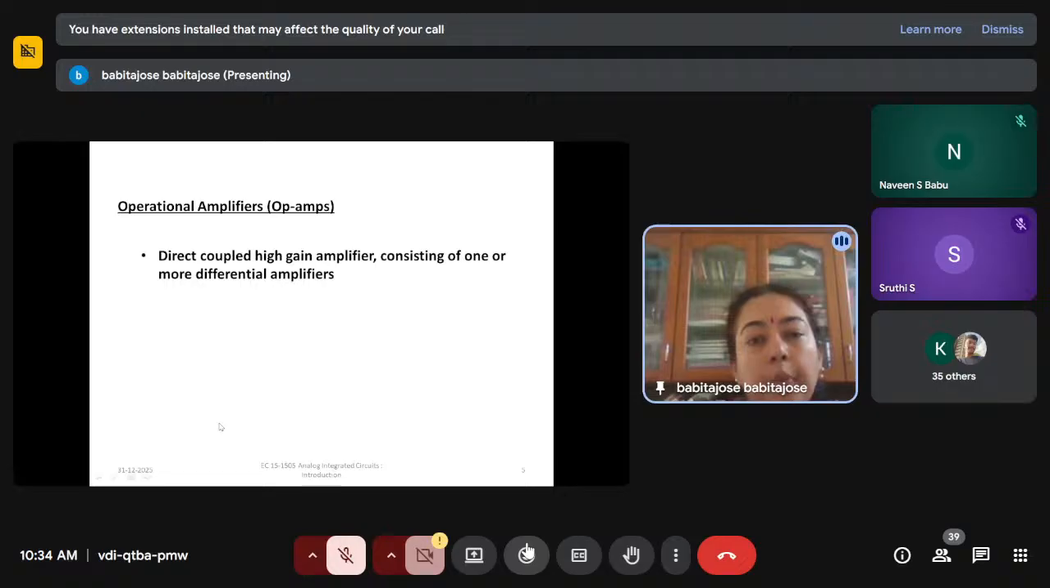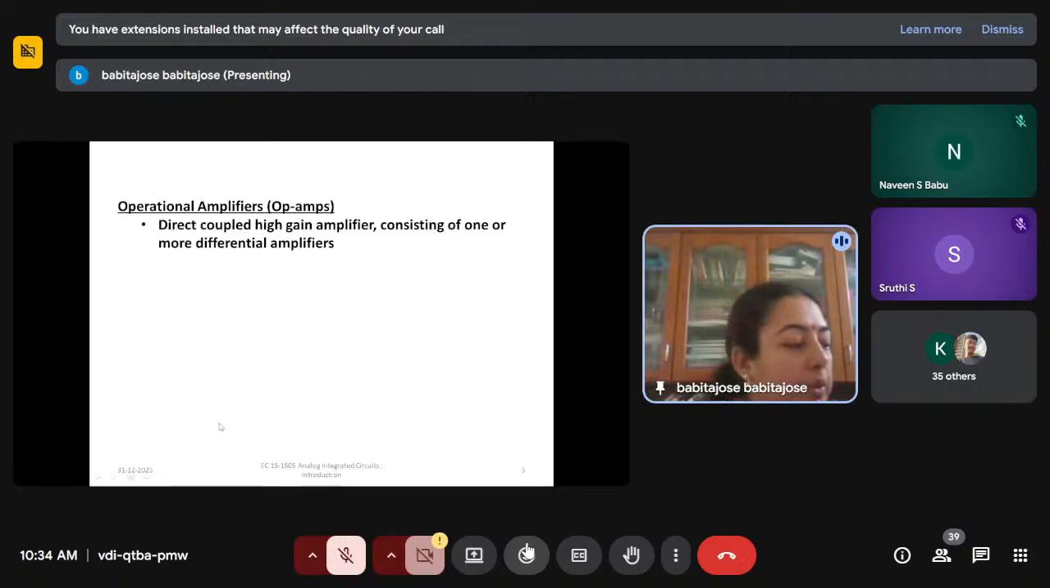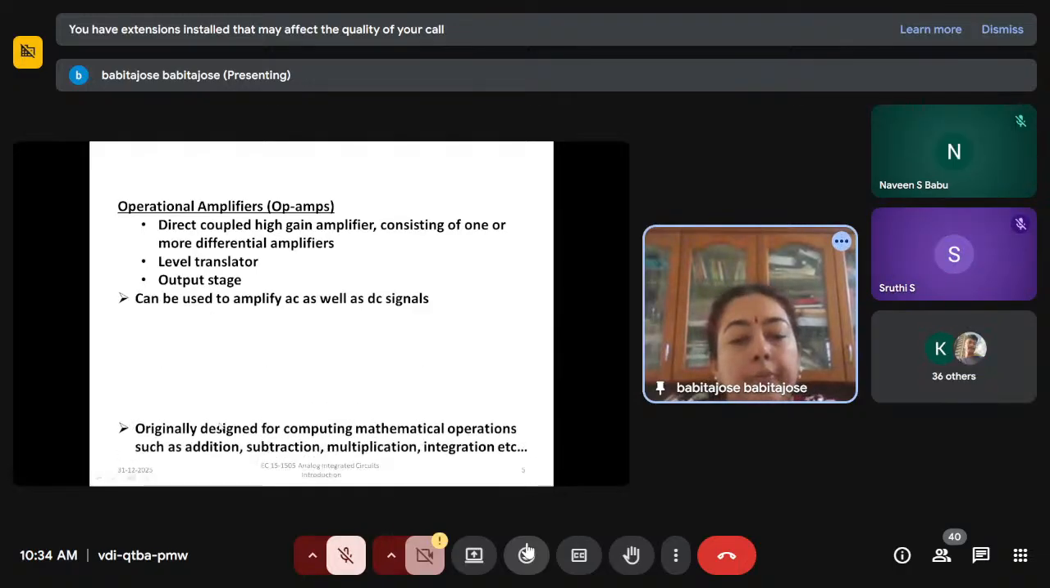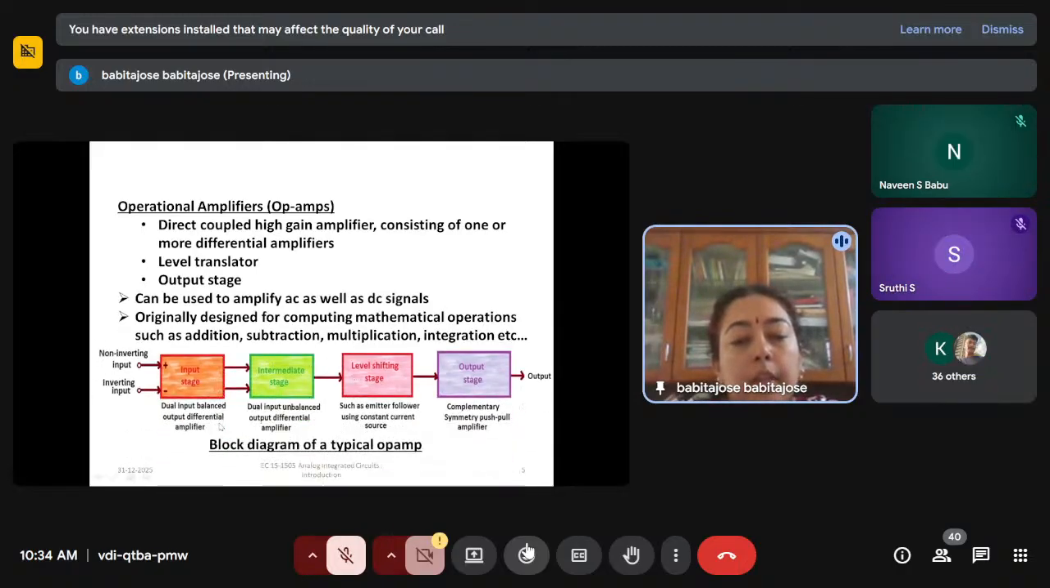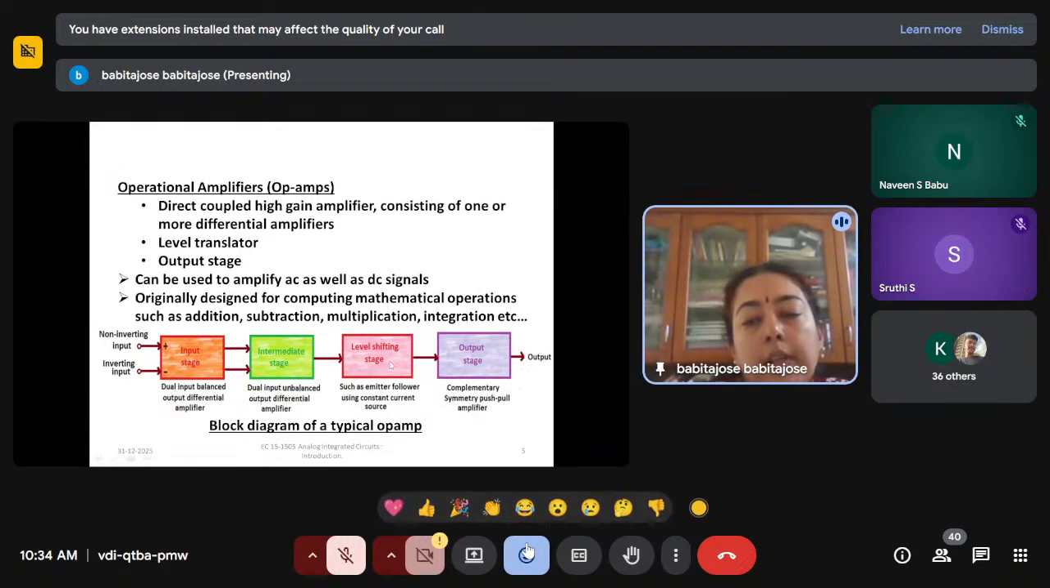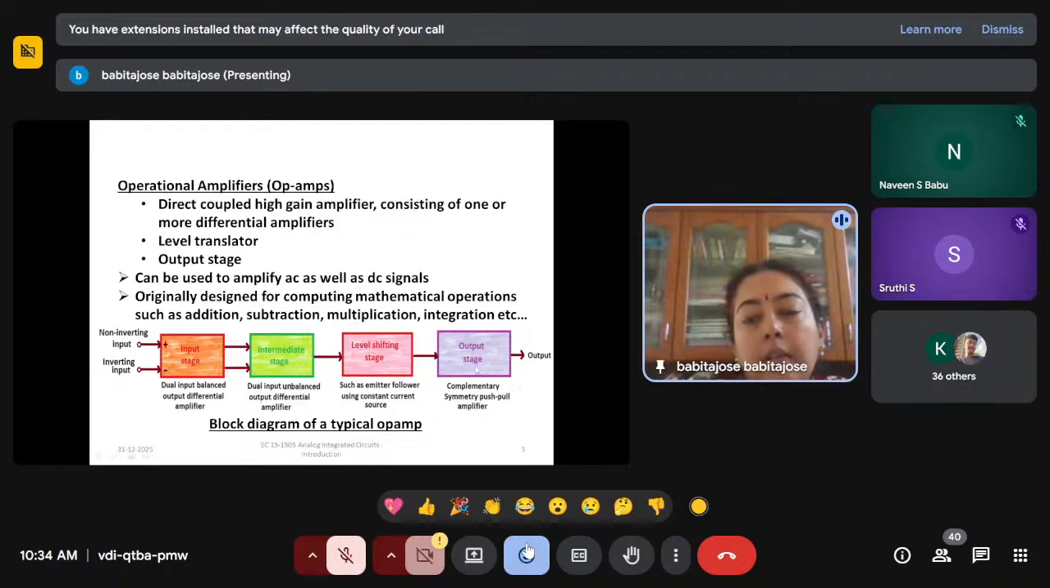So what is an operational amplifier? You must have studied the block diagram. I will show you the block diagram first. Okay, this is the basic block diagram of any typical op-amp. I hope this you must have studied. It has 4 blocks. First is the input stage. Second is the intermediate stage. Third is the level shifting stage. And the last is the output stage.